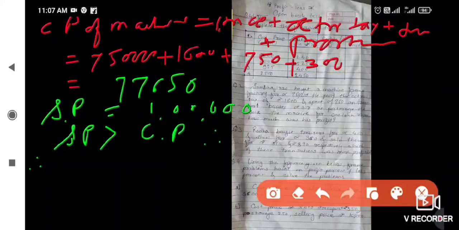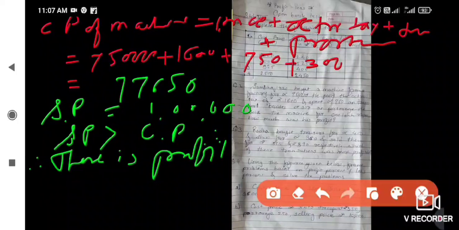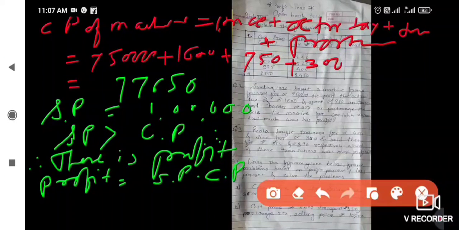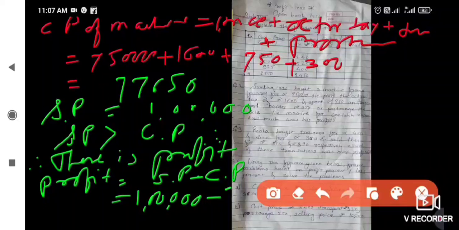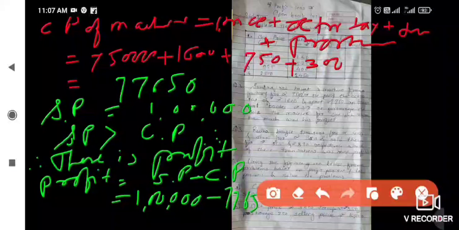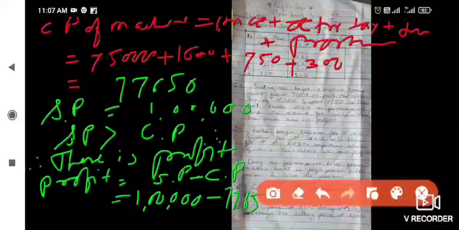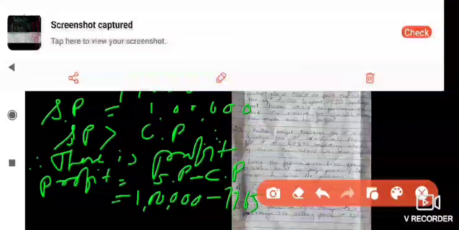Now if you notice here, SP is greater than CP and therefore there is profit. So how much is the profit we have to find? What is the formula for profit? Profit is equal to selling price minus cost price. Now just subtract 1 lakh minus 77,650, and you will get the required answer.